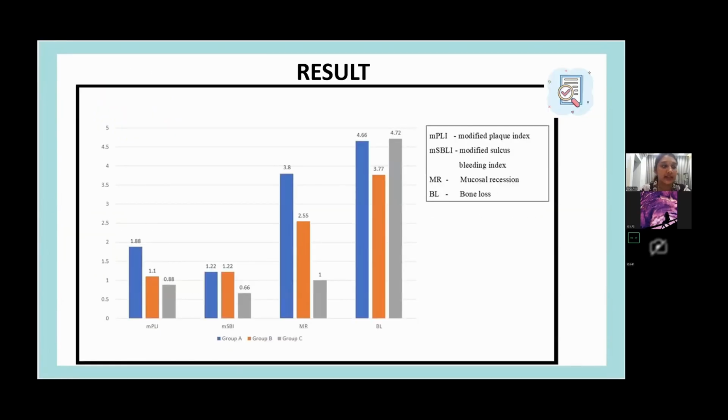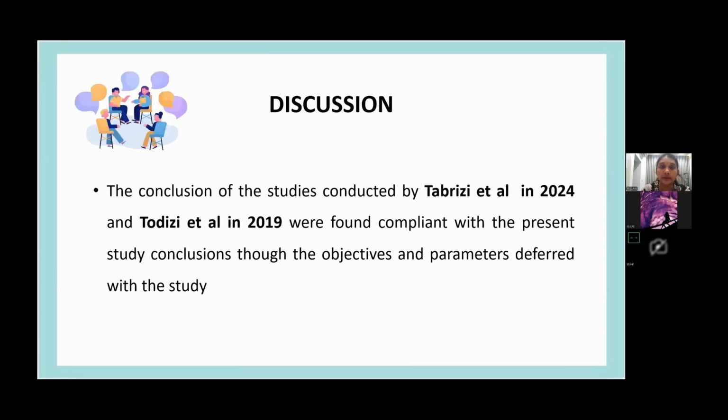The intergroup comparison of modified plaque index, sulcus bleeding index, mucosal recession, and bone loss among Group A, Group B, and Group C. The result revealed that when attached mucosal width is reduced, there was an increase in modified plaque index and sulcus bleeding index score, and vice versa. The mucosal recession values were found to be more in sites with least attached mucosa.